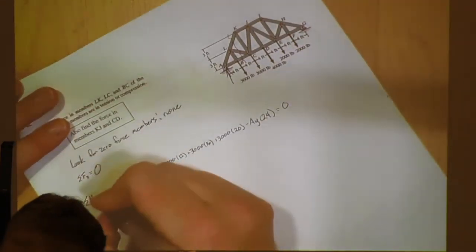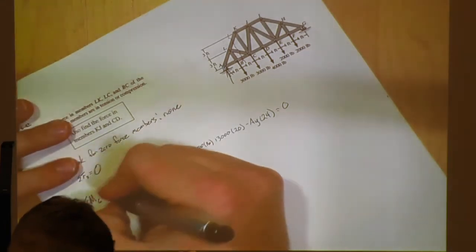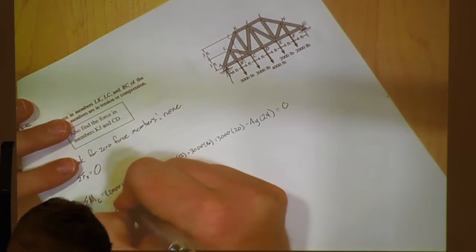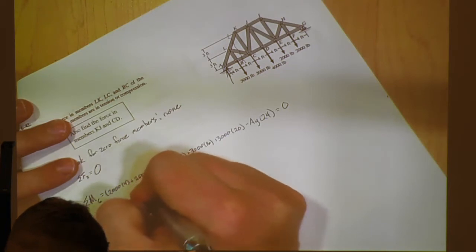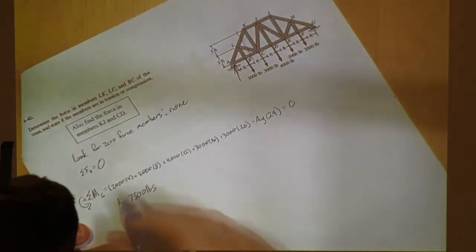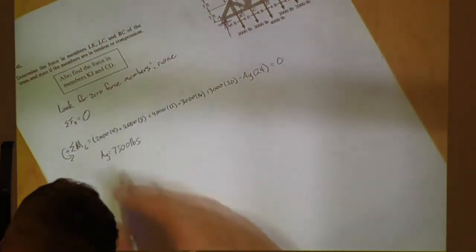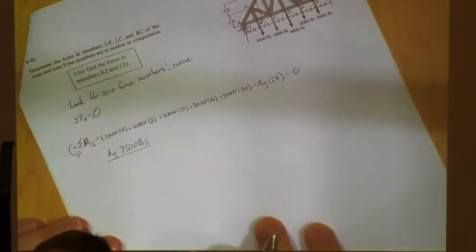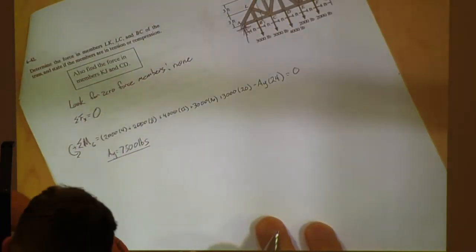All right, so our AY is going to be 7,500 pounds. Does anybody disagree with that? I don't know if anybody did a calculation. All right, so that's our AY. So what's our next step after that?